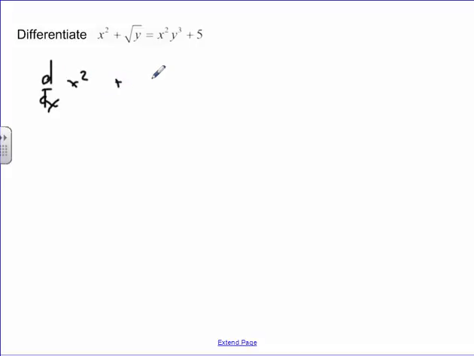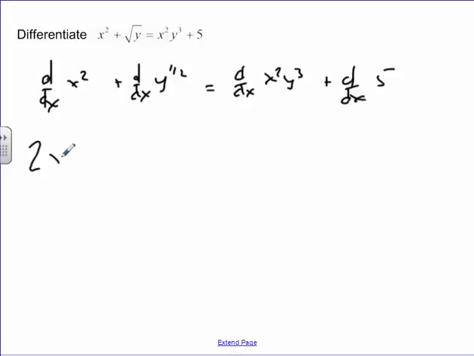So I'm going to take the derivative of the x squared. I'm going to take the derivative of the y to a half. Hopefully you caught how I pulled that one off. I'm going to take the derivative of x squared y to the 3. And I'm going to take the derivative of 5, all with x as my variable. So anything that actually has x as the variable should be easy to derive. Like, say, the first term. This one's done. It's 2x. Ta-da! We're finished. The second one, however, is a bit trickier.